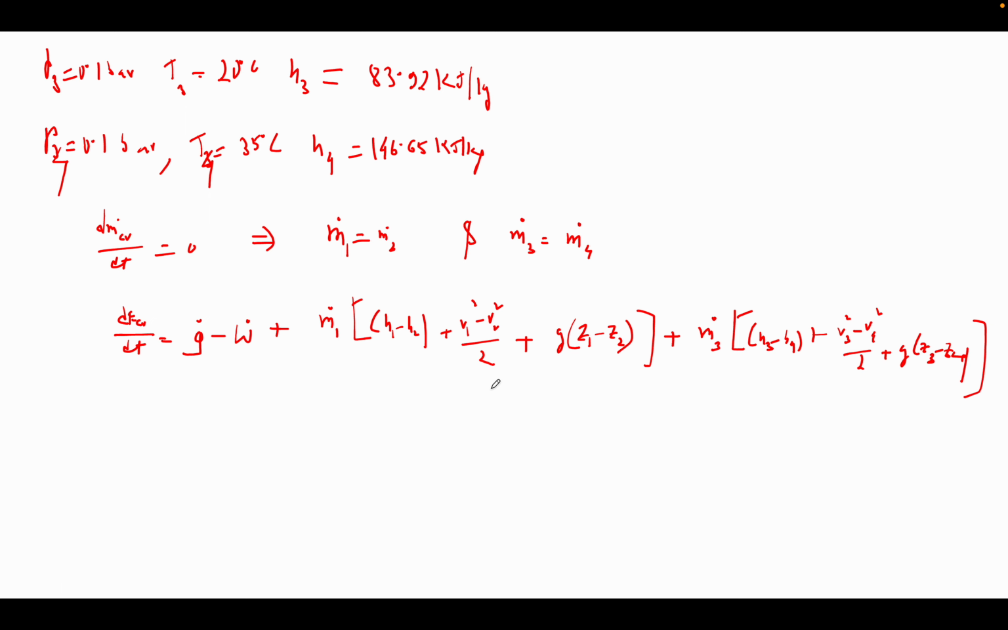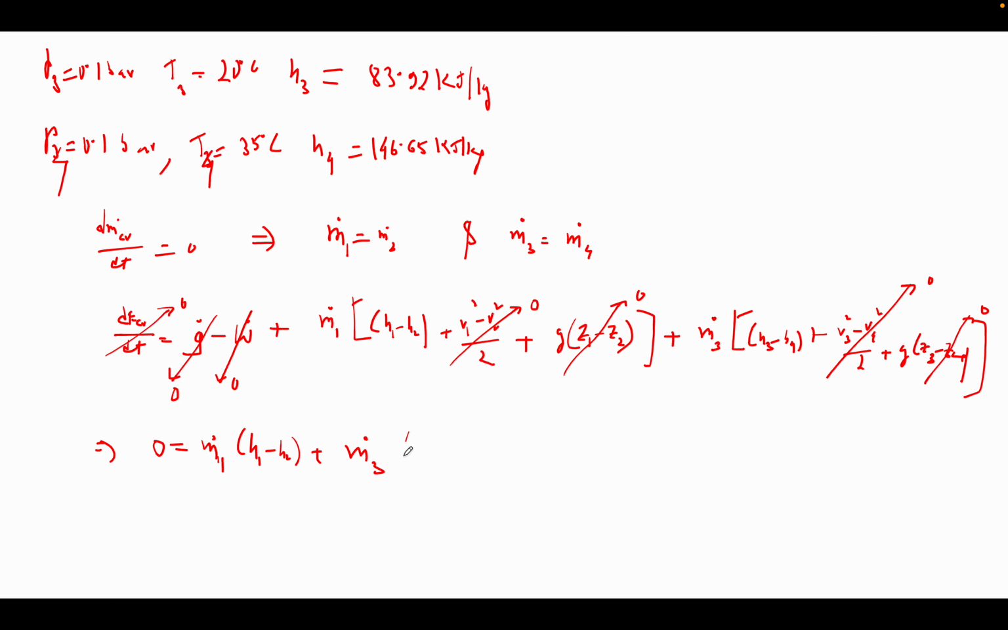Now what it is telling us is that it is in a steady state, so this will be equal to 0. There will be no heat loss, that is equal to 0, and no work transfer, that will be equal to 0. The changes in kinetic and potential energies are also negligible, so for the entire system they will be equal to 0. Now this gives us m1 dot times (h1 minus h2) plus m3 dot times (h3 minus h4) equal to 0.